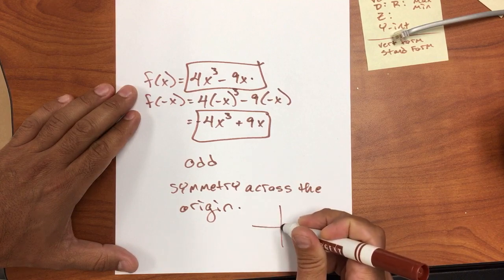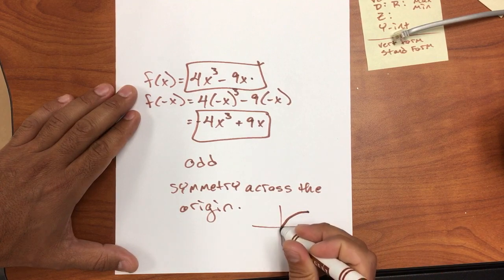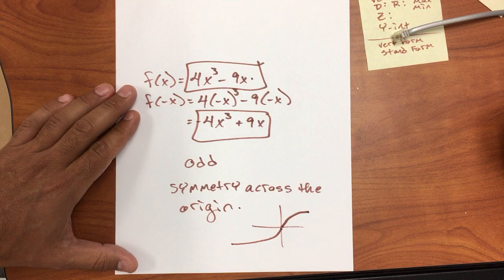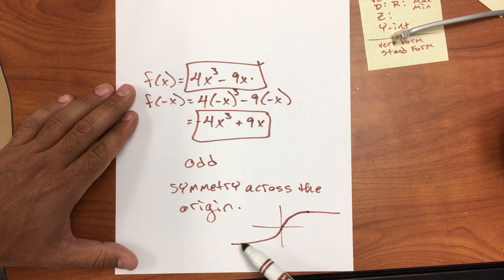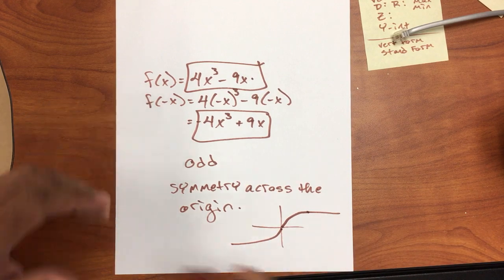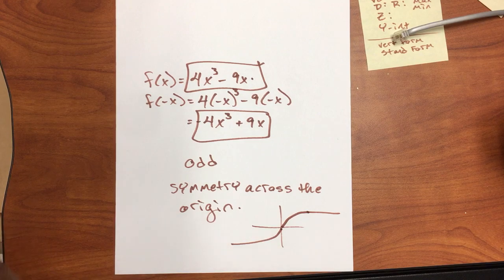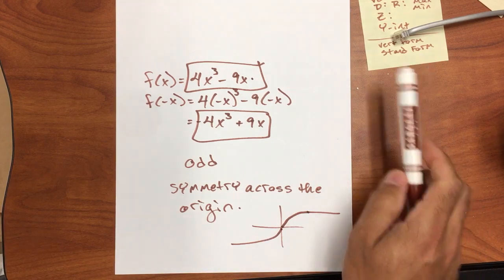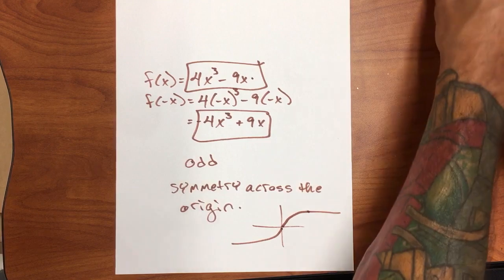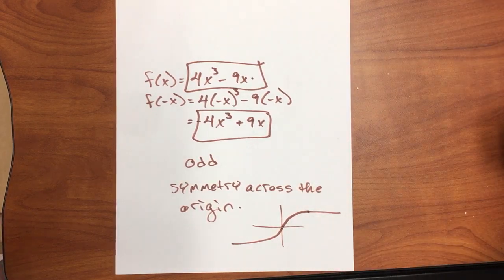Symmetry across the origin means whatever happened here flips across over here. So this is symmetry across the origin. It's the same on both sides of these. And that's really it. So hopefully not too tricky here. Just getting used to looking at them and stating what they are and what that means.